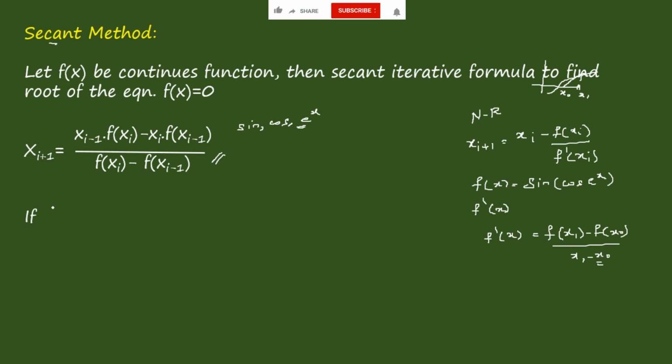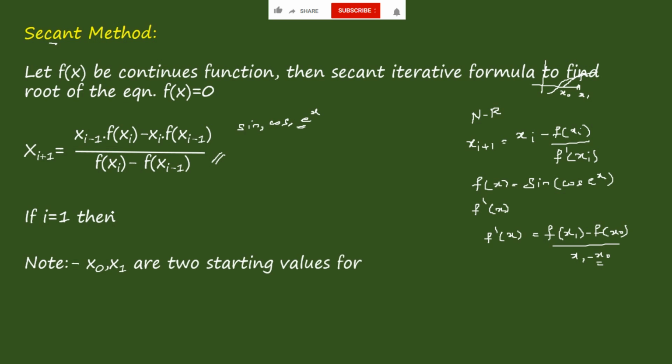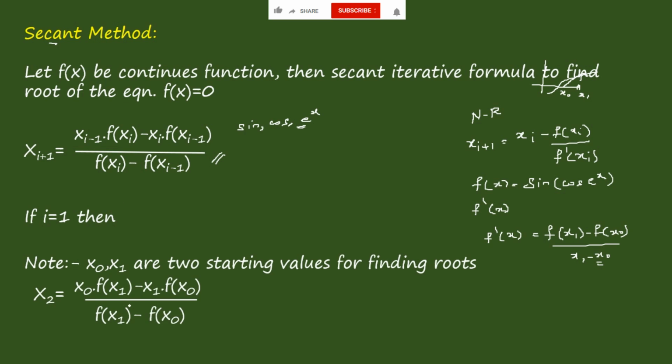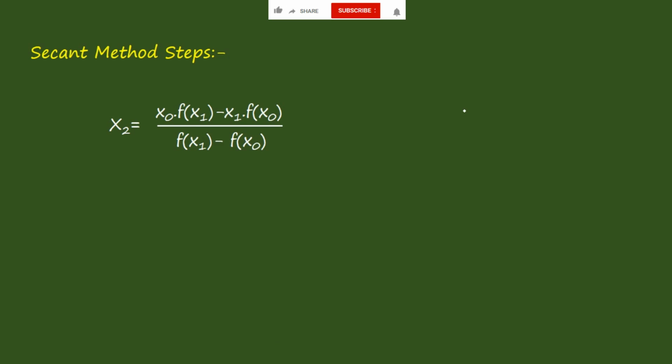If you consider i is equal to 1, then note that x naught and x1 are the two starting values. Then we get an x2 value which is equal to x naught f of x1 minus x1 f of x naught by f of x1 minus f of x naught. This is one more method to find the solution or root of a function, right? We will solve a few problems on it.